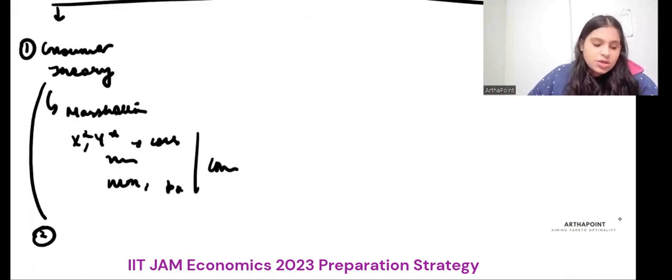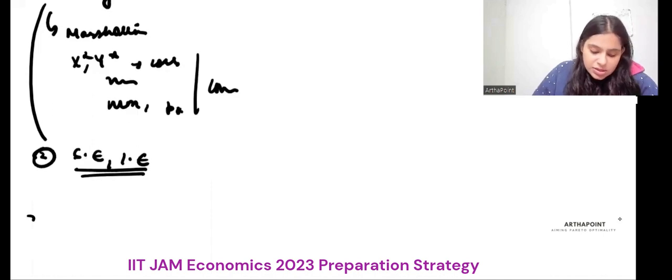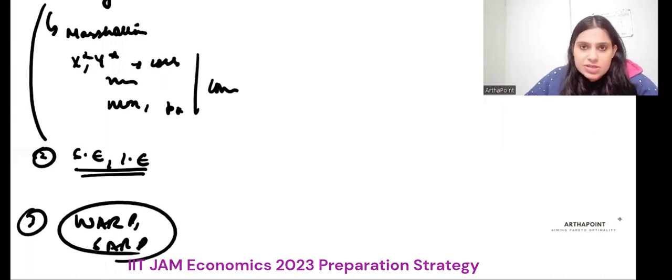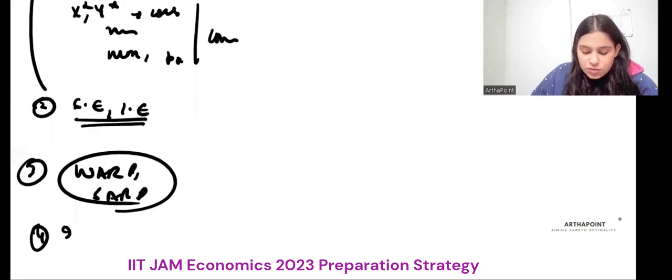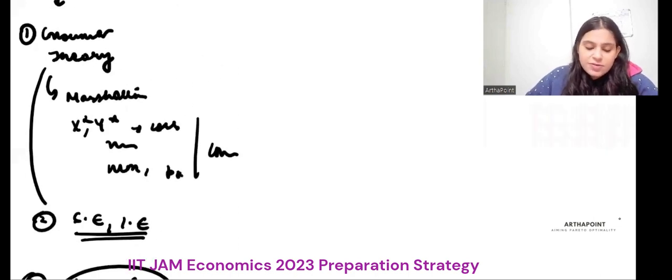Secondly, you should know how to find the substitution effect and income effect. Third, a question on WARP and SARP may come, so you should be very clear with WARP and SARP. I think indexes are important, so just do price indices also. This is the first thing.